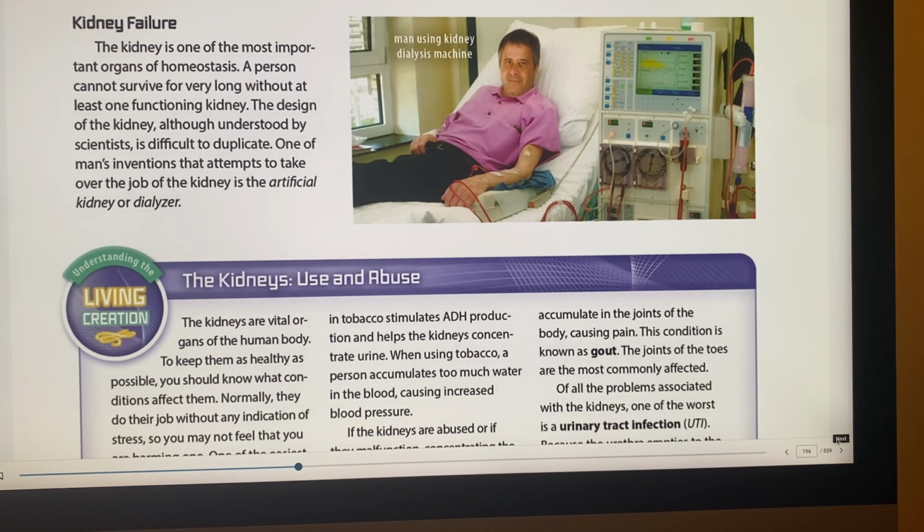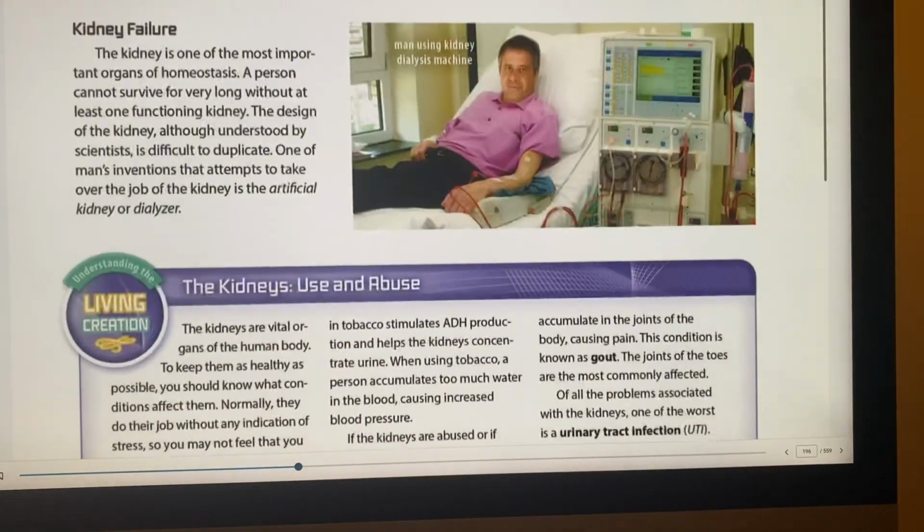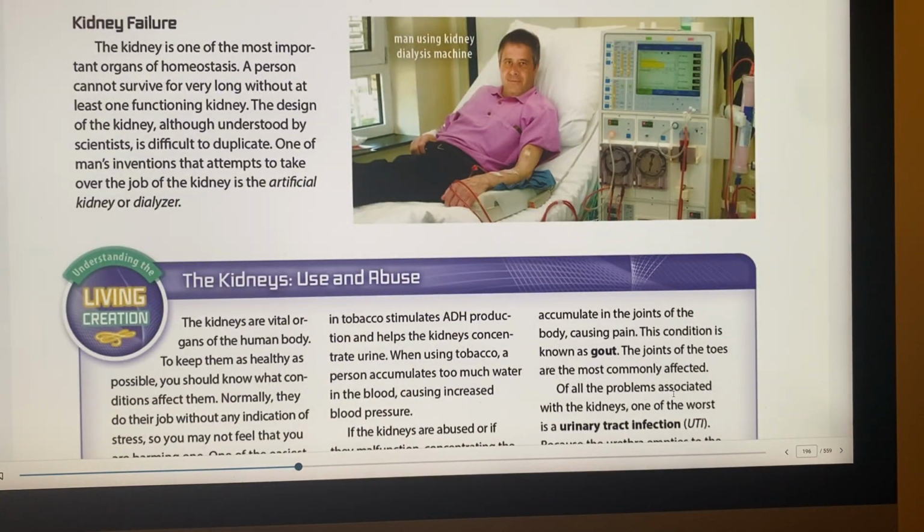So people that have transplants have to be on immune suppressant drugs for the rest of their life, and they have to match. Going on, we're talking about healthy kidneys, and this little area talks about healthy kidneys. You can read that, but basically there are things that keep your kidneys healthy.